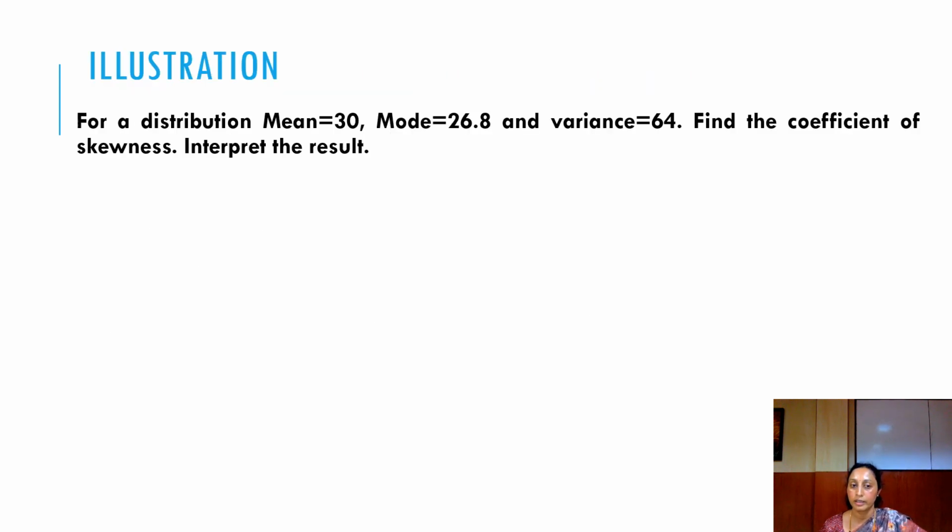Here we have data for which the mean is 30, the calculated value of mode is 26.8 and the variance is 64. We want to find whether there exists a skewness or not. Given the values, mean is 30, mode is 26.8 and variance is 64. Therefore, the standard deviation is 8.